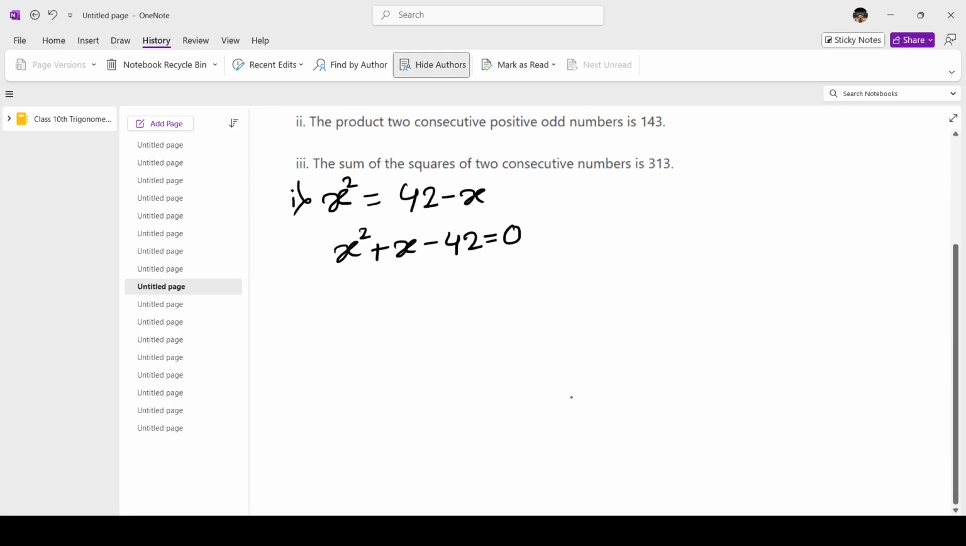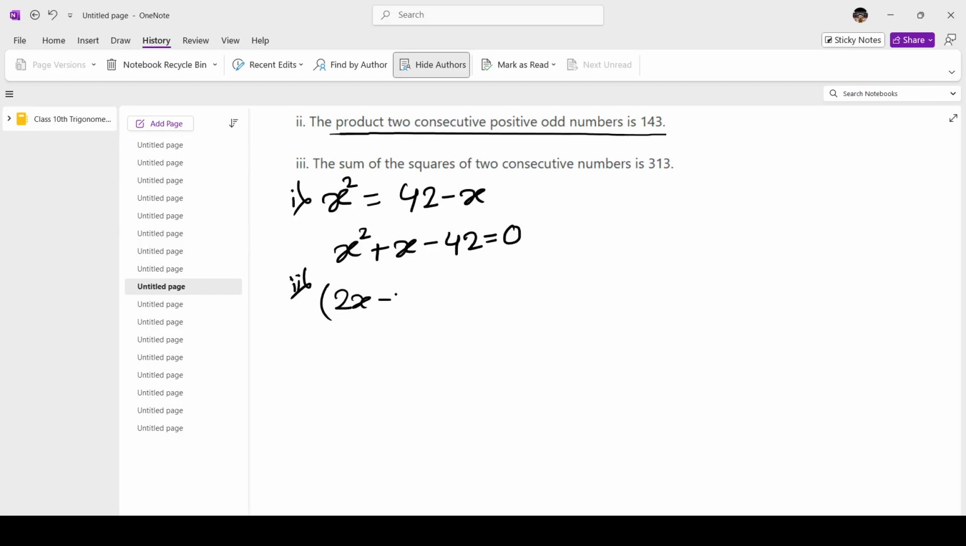Now next question. The product of two consecutive positive odd numbers is 143. Consecutive positive odd numbers means one after another, that is the consecutive, and odd is already known. So let's write. Let's say our two consecutive numbers are what?